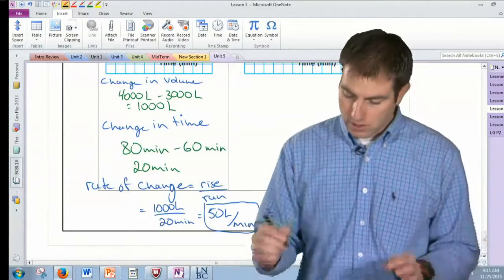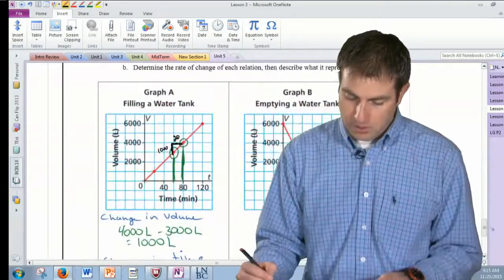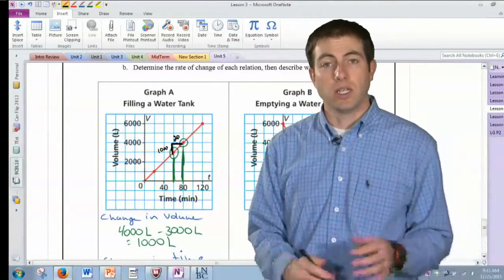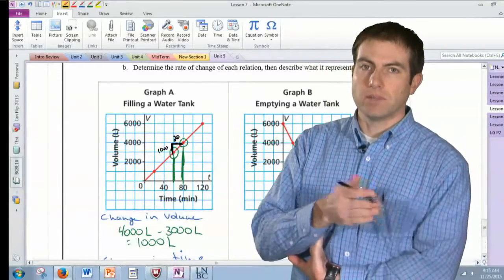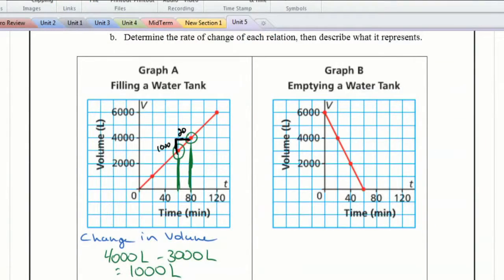So let's look at the second part here. Similar graph, except we're talking about the tank emptying now instead of filling. And you notice that instead of the line going up and to the right, now it's going down to the right, so that the tank is losing volume. So I'm going to pick the 2 points again. In this case, let's look at these ones. So we're talking about a rise. Even though it's going down, we call it a rise still. And then a run is going across. So we need to find the rate of change again.